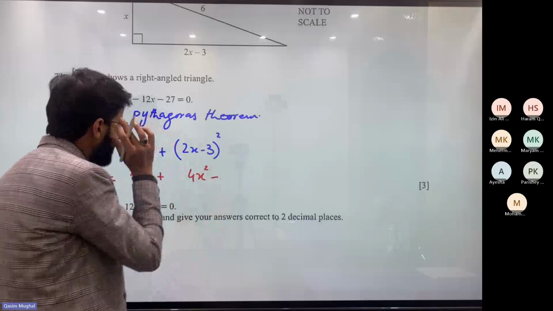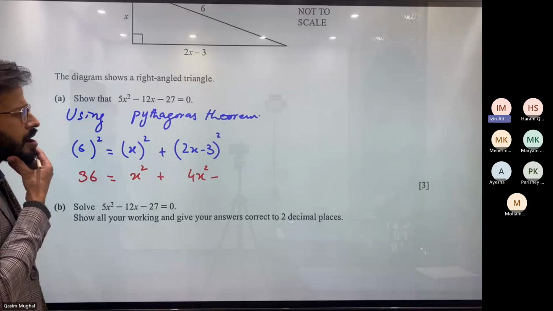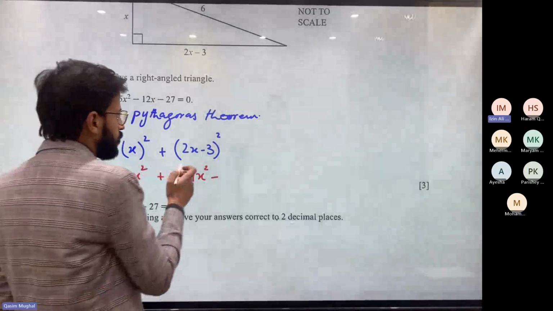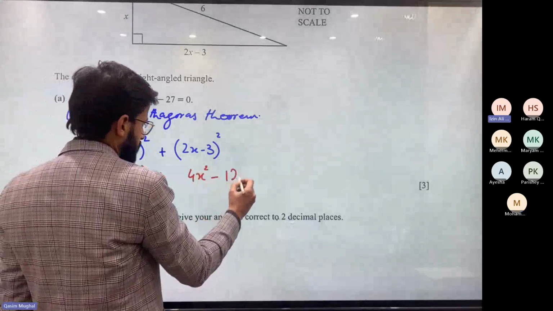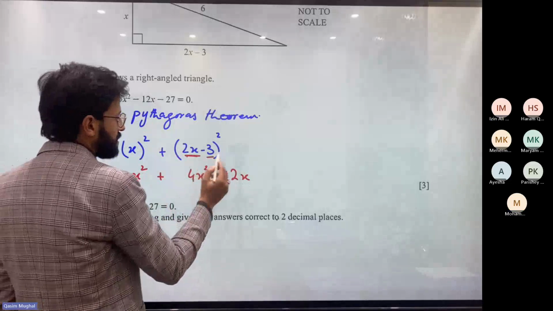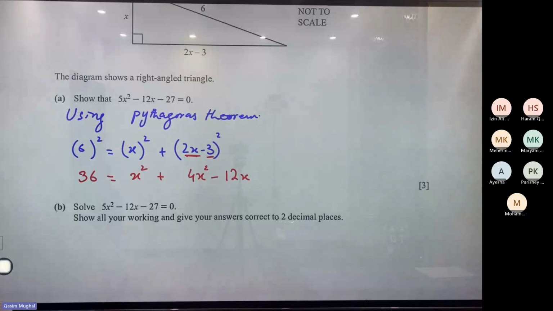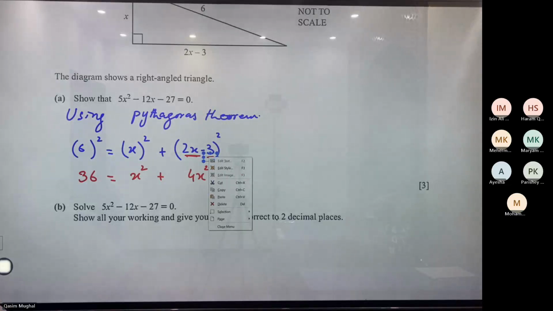2 into 4 किधर से आ रहा है? 4 कहाँ है आपके पास? So minus 12x plus 9. देखिए 2 into a is 2x, b is 3. तो आपके पास 12x आएगा. Okay? Okay, sir. ठीक है?